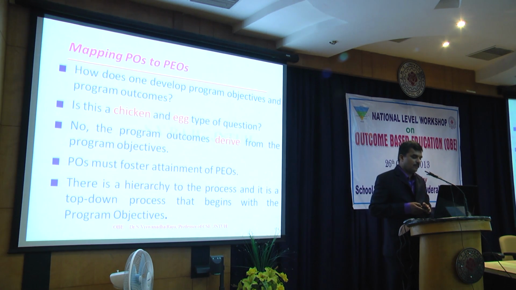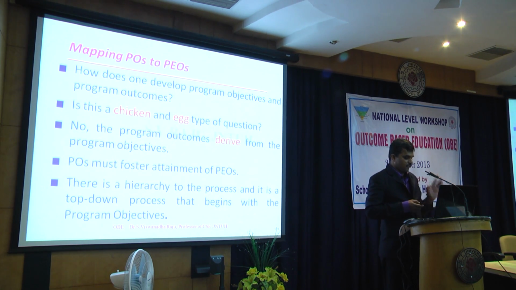Mapping POs to POs. How does one develop program objectives and program outcomes? There is some confusion between the two. Is this a chicken and egg type of question, whether the chicken came from this or that? It is not like that. The program outcomes derive from the program objectives. As I said earlier, it is a top-down approach, so I don't want to create another confusion. Since it is a top-down approach, you should derive them from the program objectives.